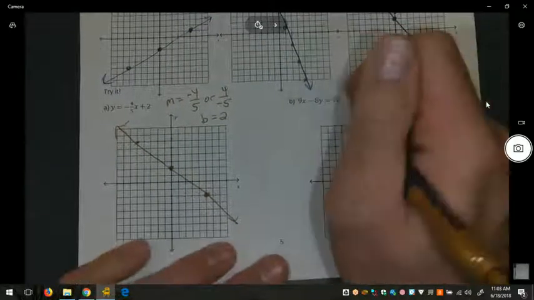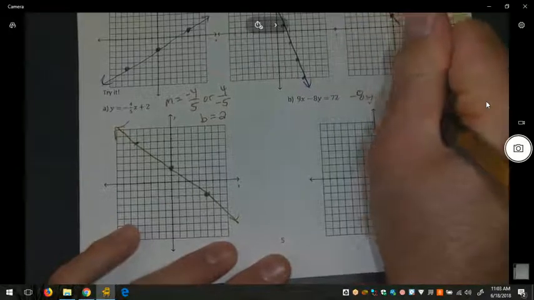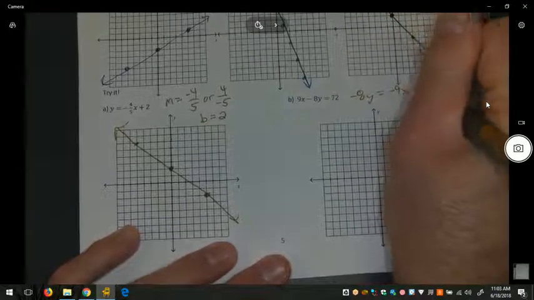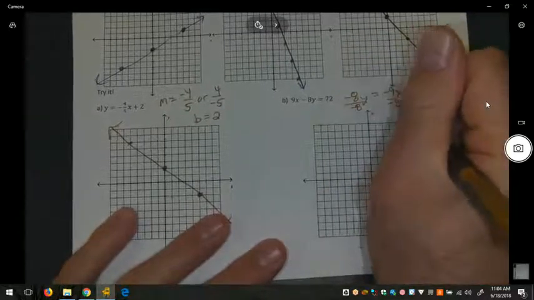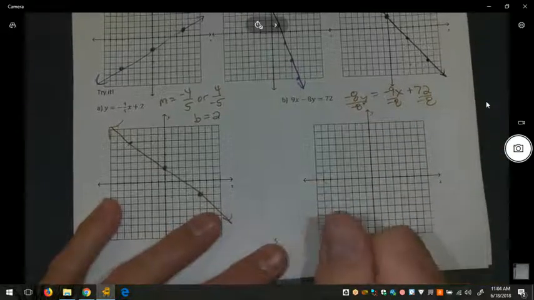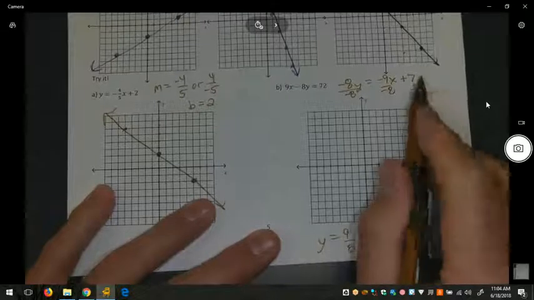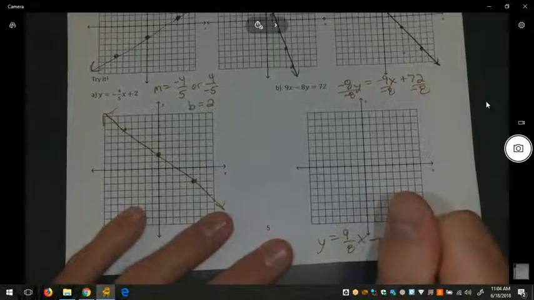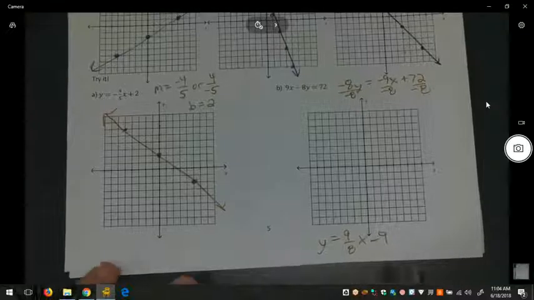For the next one, in solving for y, you should have subtracted 9x from both sides. Then you should have divided every term by negative 8. Negative 9 over negative 8 gives us positive 9/8. 72 divided by negative 8 is negative 9. So this graph will start at negative 9.